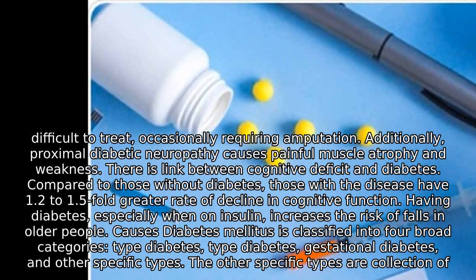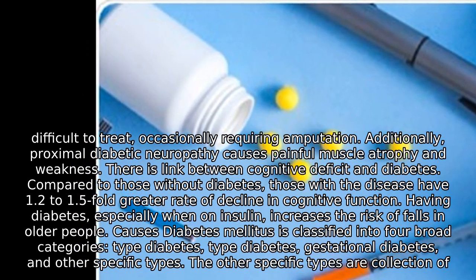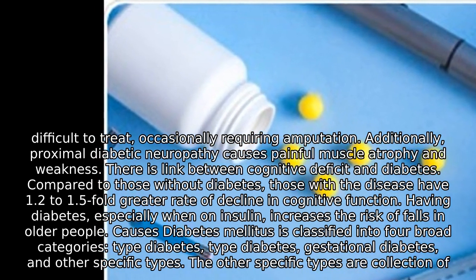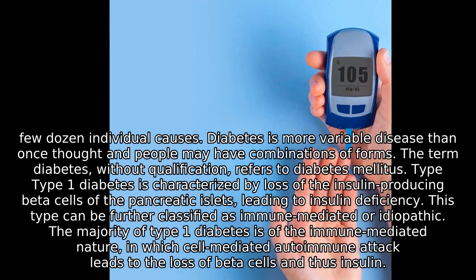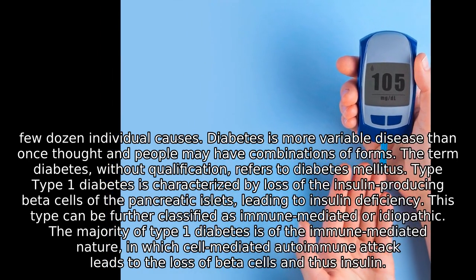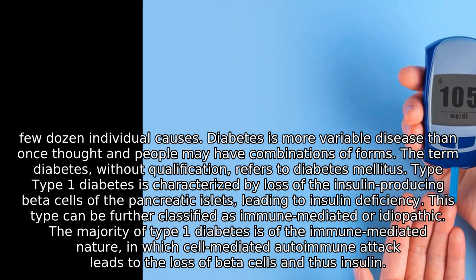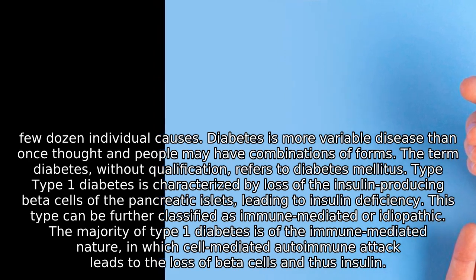Causes. Diabetes mellitus is classified into 4 broad categories: type 1 diabetes, type 2 diabetes, gestational diabetes, and other specific types. The other specific types are a collection of a few dozen individual causes. Diabetes is a more variable disease than once thought, and people may have combinations of forms. The term diabetes, without qualification, refers to diabetes mellitus.